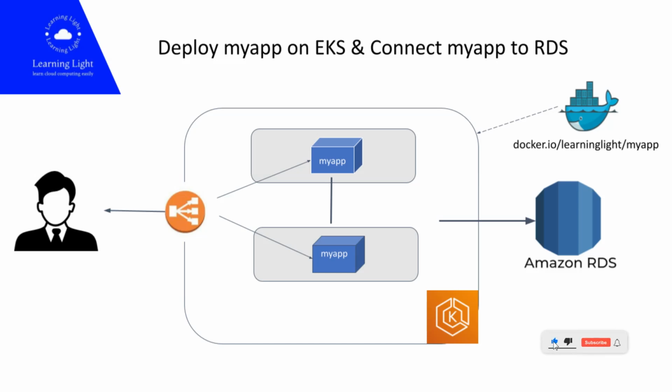Also, we came to know how we can create the EKS cluster, how we can deploy the app inside the EKS cluster, and how we can deploy the Docker container from the Docker Hub, and how that particular application can connect to an RDS database, which is basically not publicly available. And this particular My App application can connect to the database privately, securely inside the AWS environment.